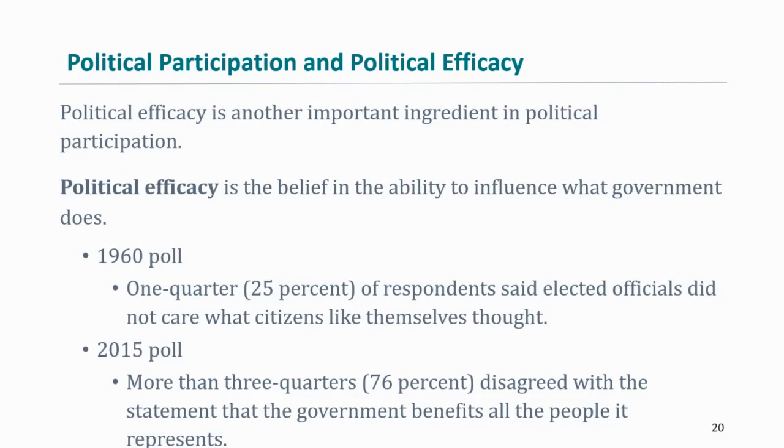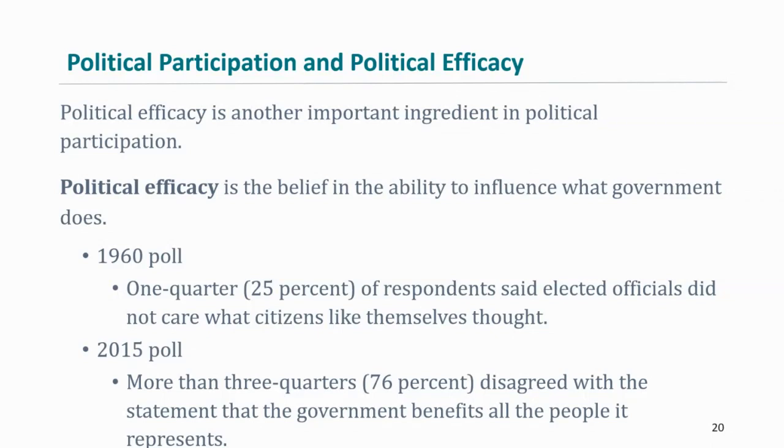So in the 1960 poll, one quarter, 25% of respondents said that elected officials did not care what citizens like themselves thought, right? So this is a small number. Only 25% of Americans thought this, so 75% felt that elected officials did care about what the citizens thought about their job and what they were doing. But if we fast forward to 2015, you'll see that now it's pretty much flipped, right? Now it's the opposite.